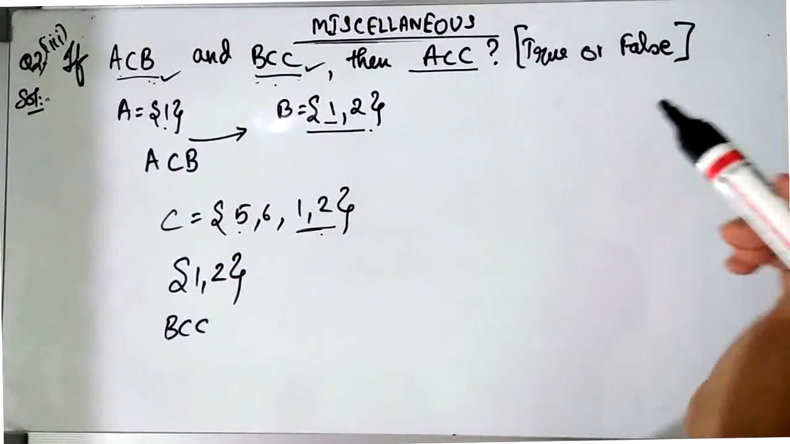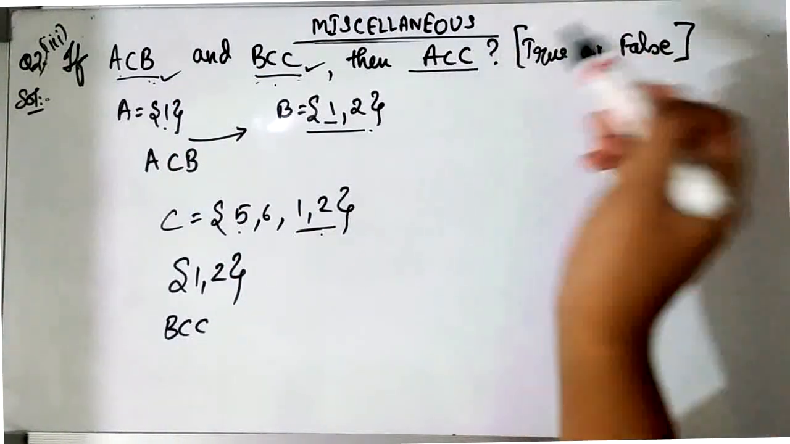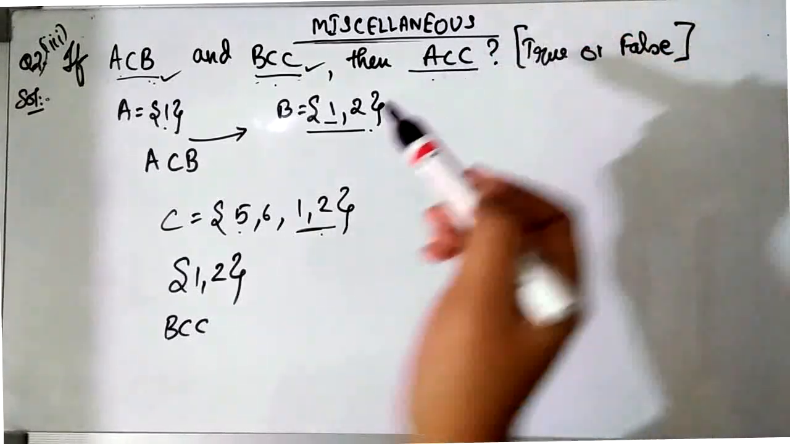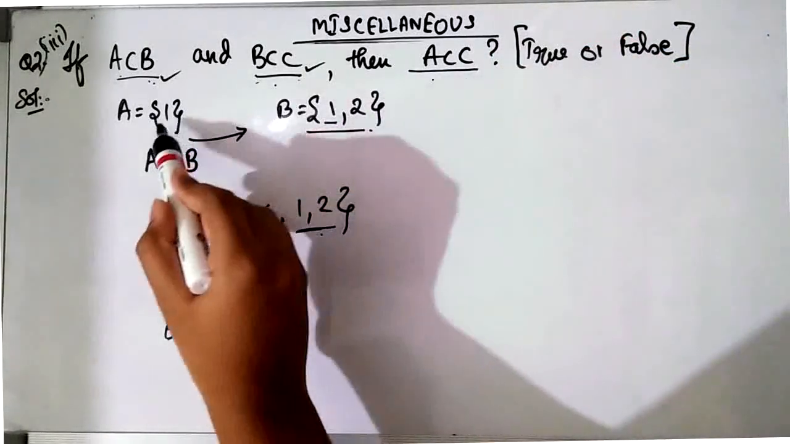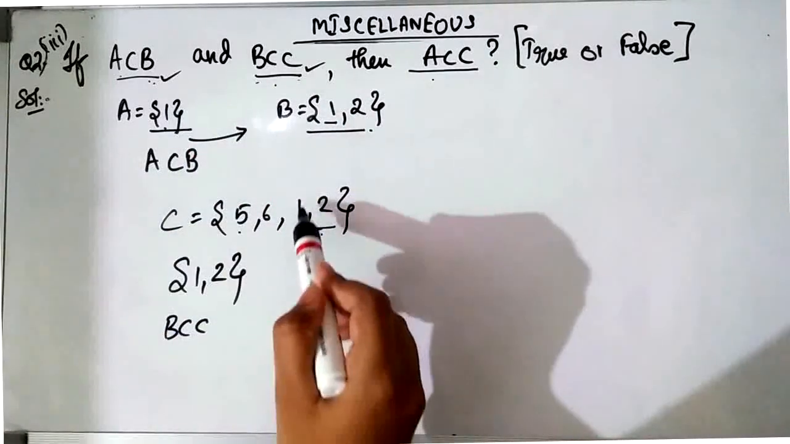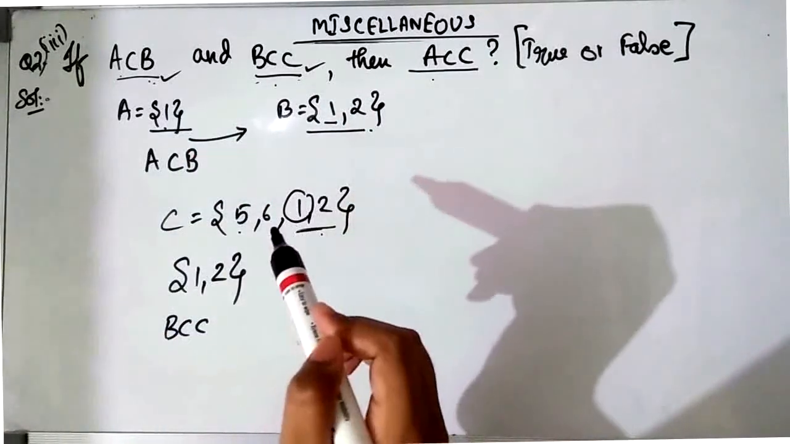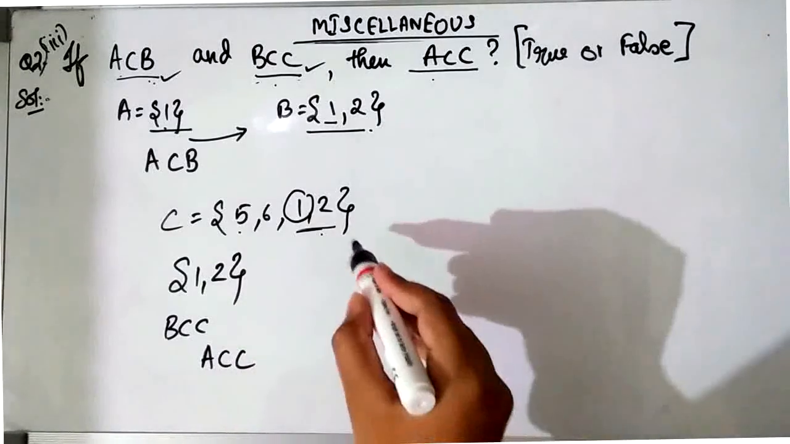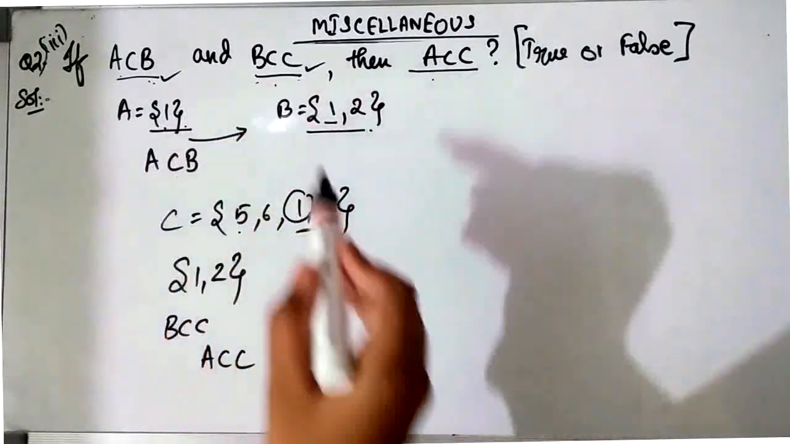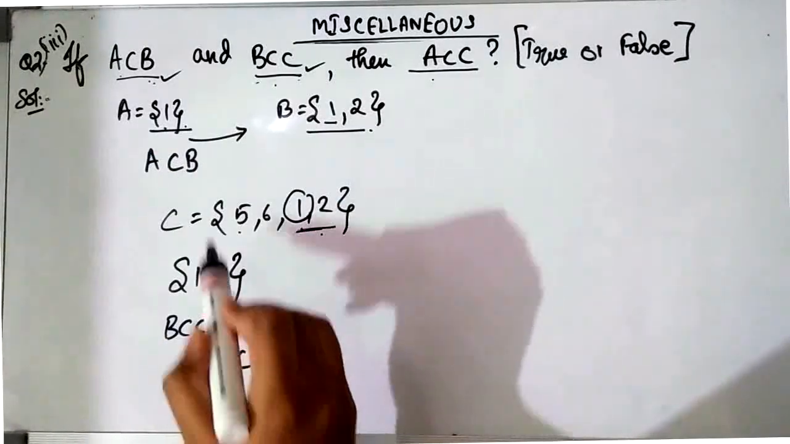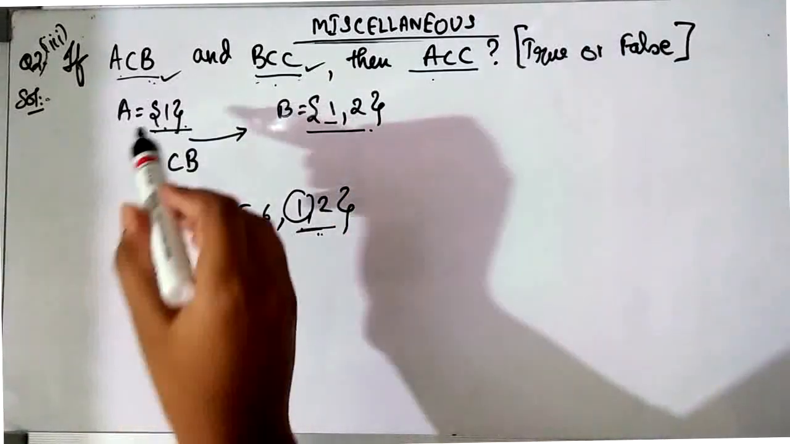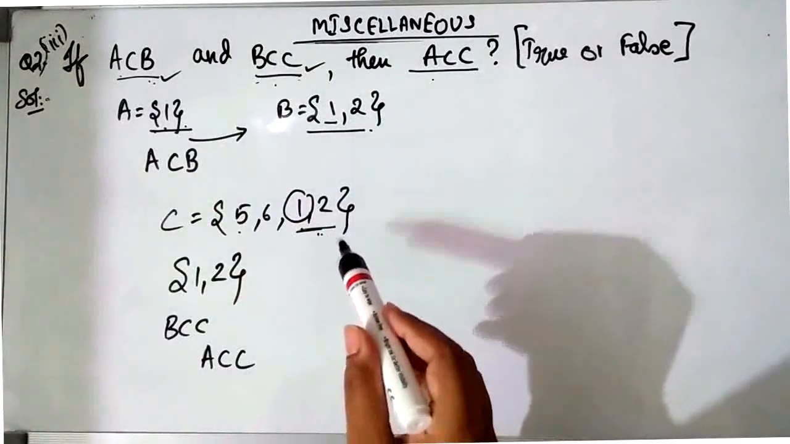Now what we need to do is check whether the third condition is true or false. That is, whether A is a subset of C or not. So if you check, A consists of element 1, and element 1 is present in C. So you can say that A is a subset of C, because A consists of element 1 and element 1 is present in set C. So A can be called a part of C because the element of A is present in C.